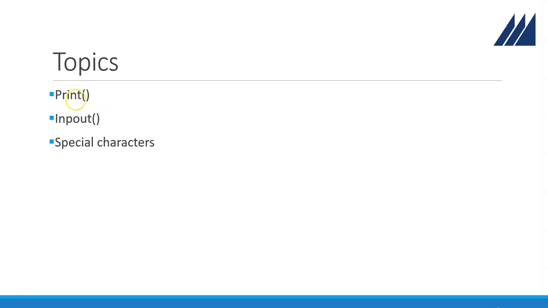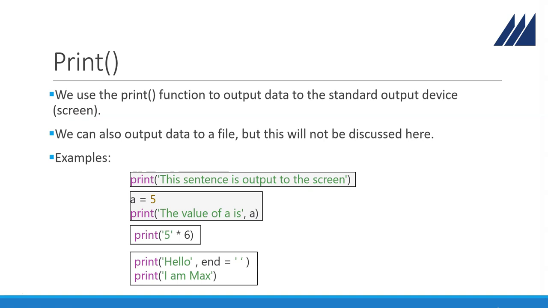And the same thing with the function input. It's another built-in function. When we say built-in functions, that means that these functions are already developed and they come with Python. So we don't need to do anything in terms of implementation. The only thing we need to do is to use them right. Okay, and then we're going to see some special characters in this video. All right, let's talk about the output first.